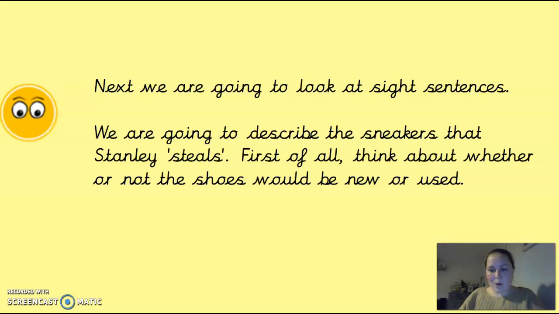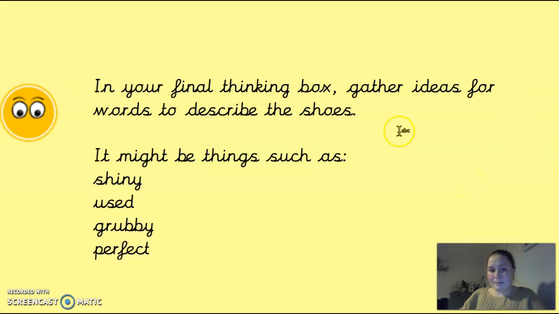All right then, skill 3. So we're going to be looking at sight, what he can see, okay? Now, we know that he's saying he doesn't steal the sneakers, which are an American word for trainers, but he is going to end up with them. So you can decide how he's got them, and you'll see my model in a minute to see what I mean. But we need to think about what these shoes are going to be like. Okay, so we're going to describe what they look like. And we want to think about, first of all, whether the shoes would be new or used.